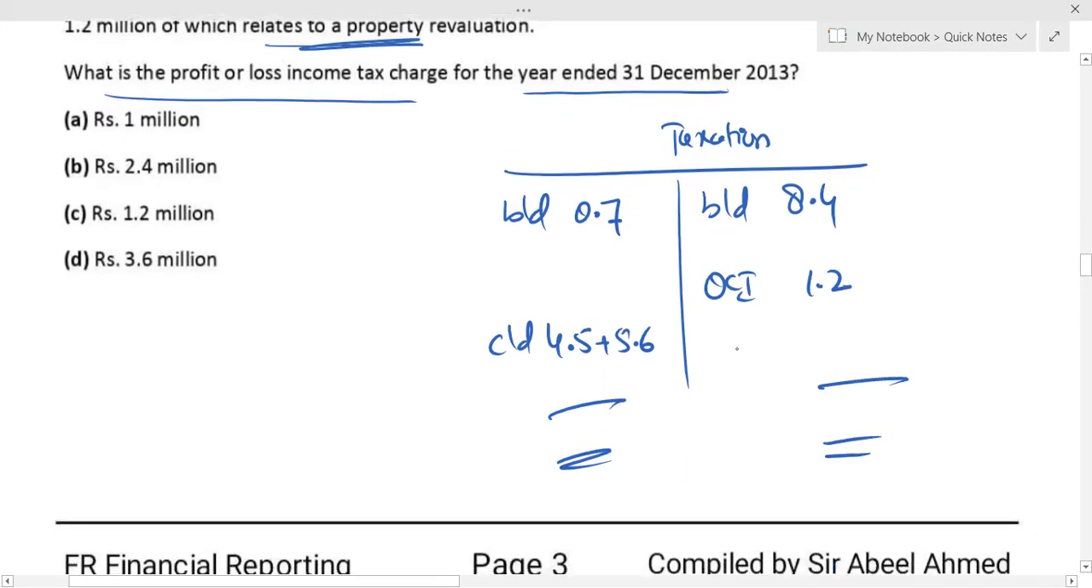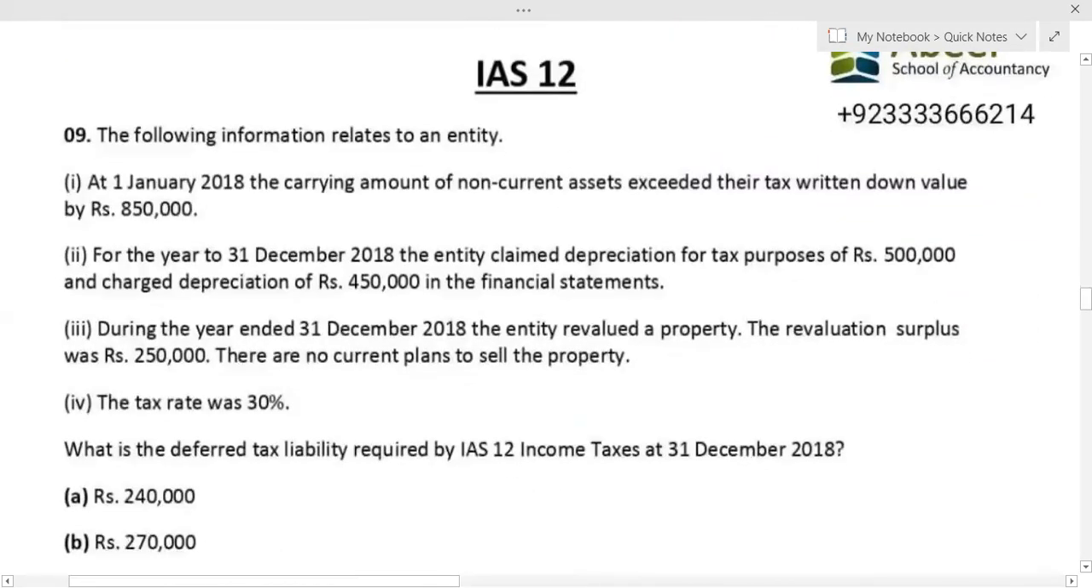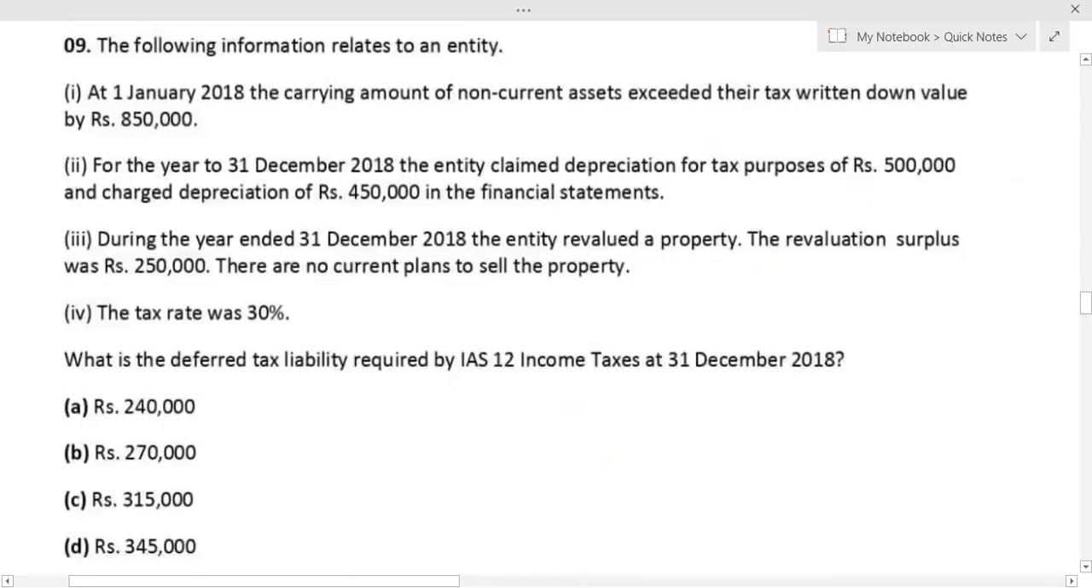Let's see the balancing figure that goes to P&L, that is your income tax expense. 0.7 plus 4.5 plus 5.6 is 10.8, minus 1.2, minus 8.4. 1.2 is the correct answer. And one of the students has given the correct answer. Okay.